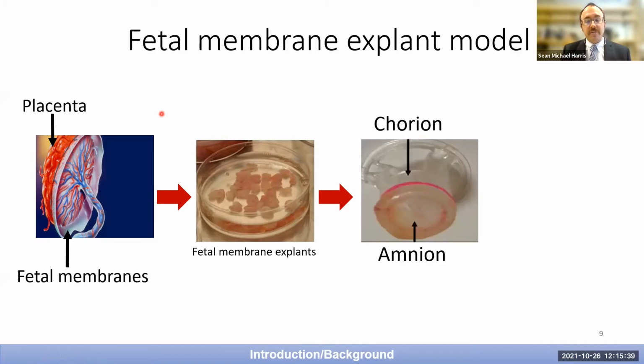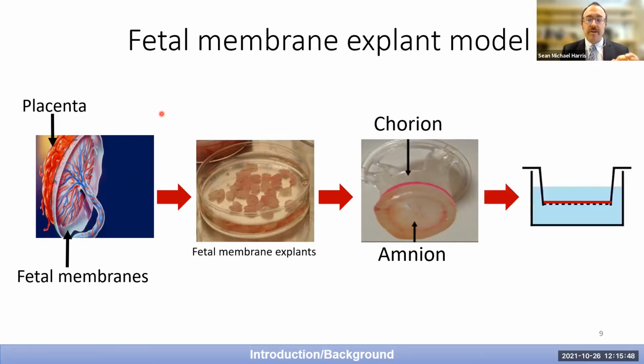We then attach these full thickness punches with both the chorion and amnion layers to what's called a transwell insert, which is a piece of plastic that inserts into a standard tissue culture dish or tissue culture well. And so this forms an approximation of both the chorionic side and the amniotic side of the fetal membranes.